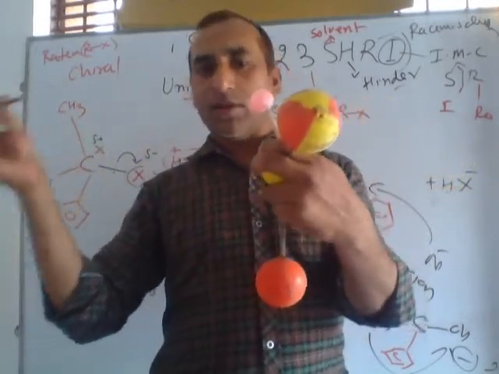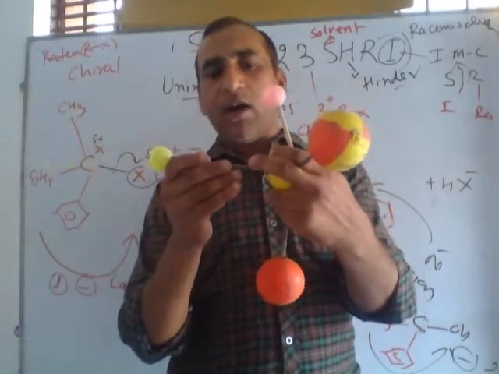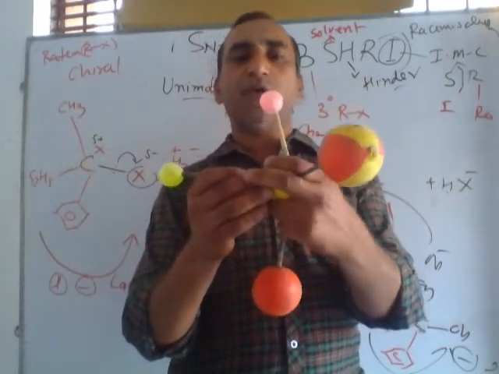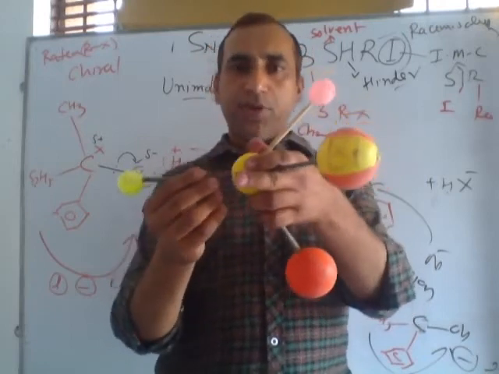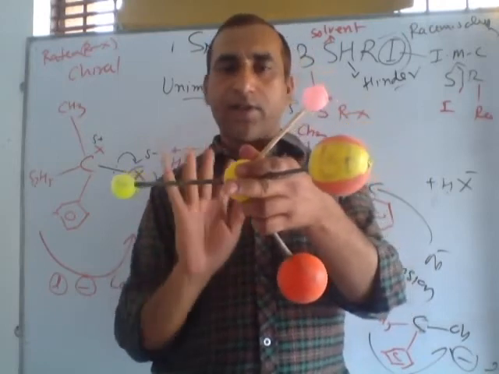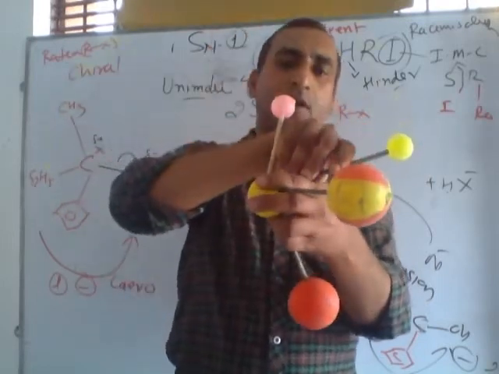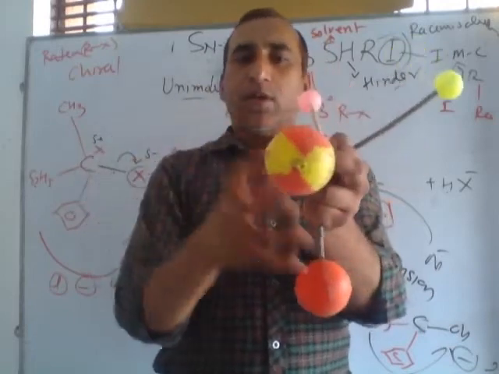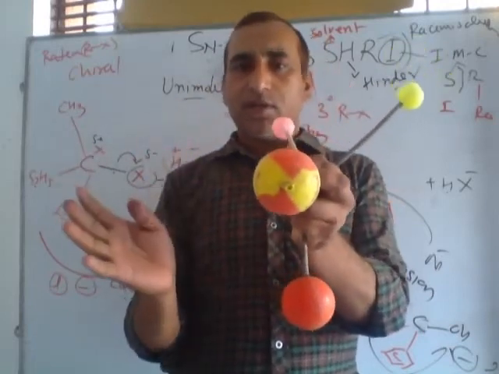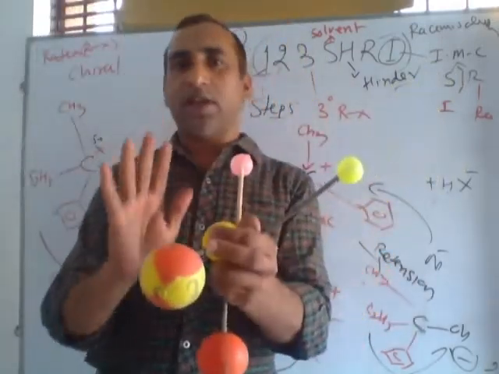If it attacks from the left hand side, all the groups are oriented in this way, so this is the product. This is the chiral center. If it attacks from this other side, all groups will be oriented on the opposite side. So in the first case retention happens, in the second case Walden inversion happens.